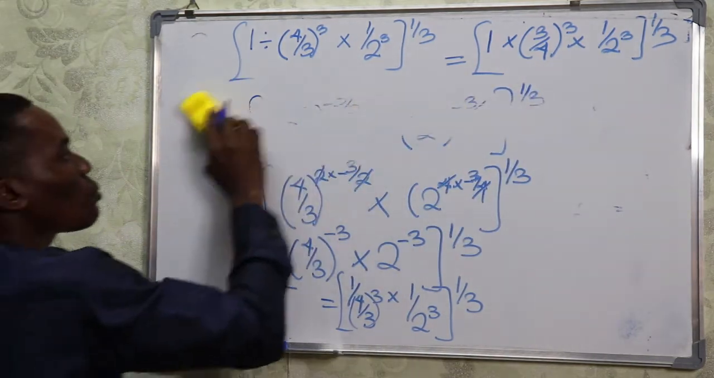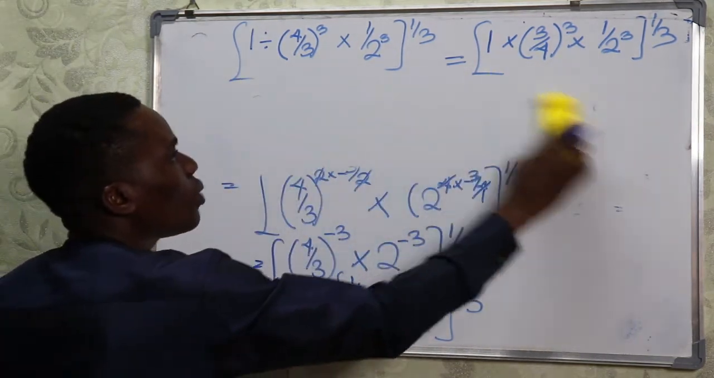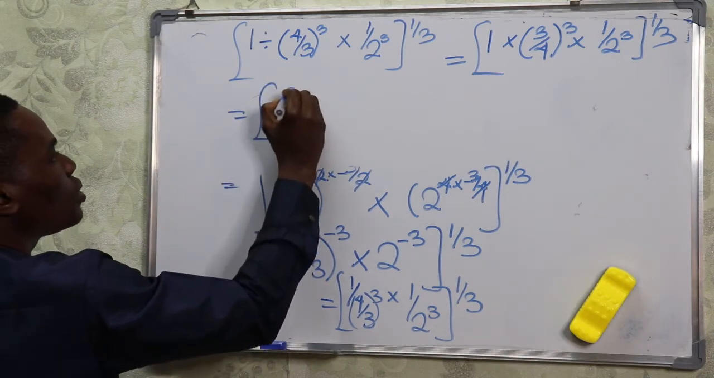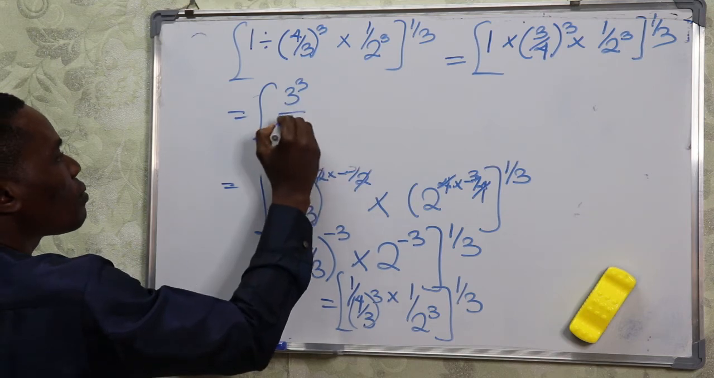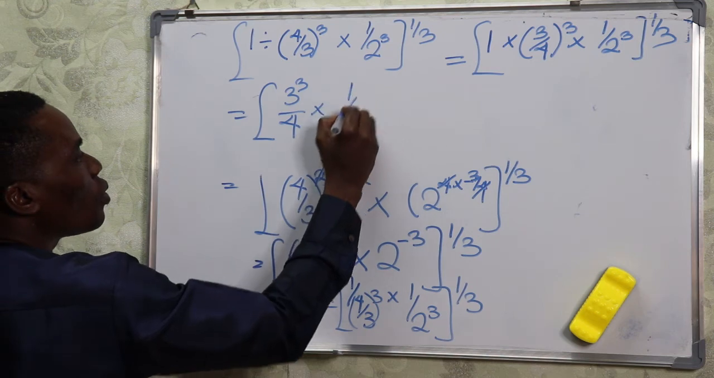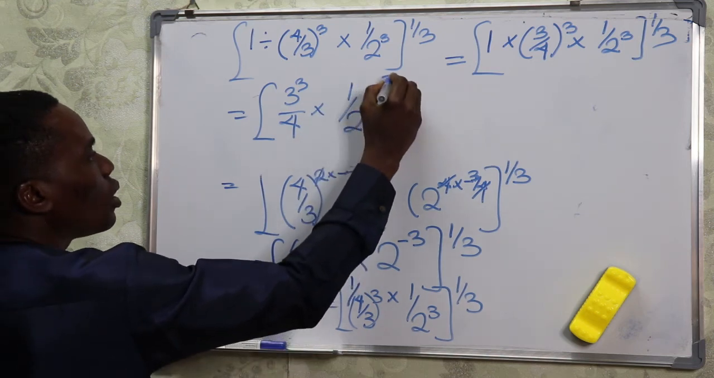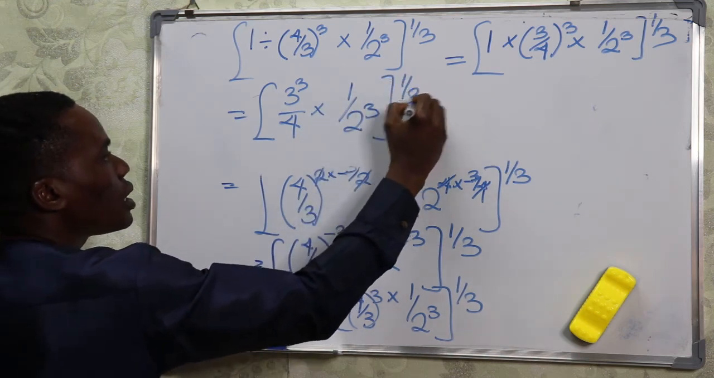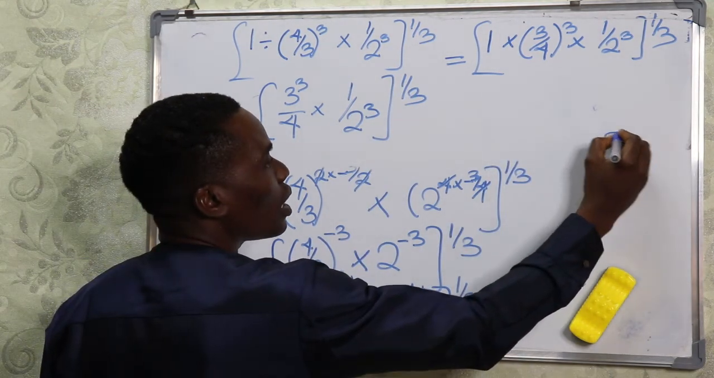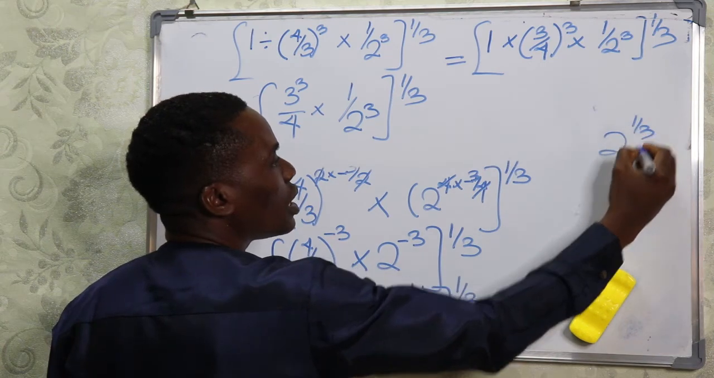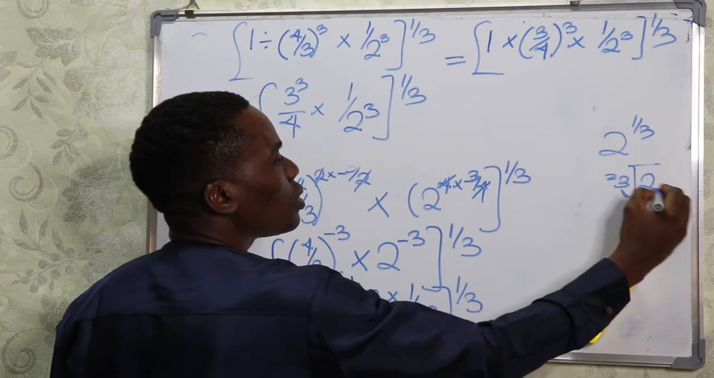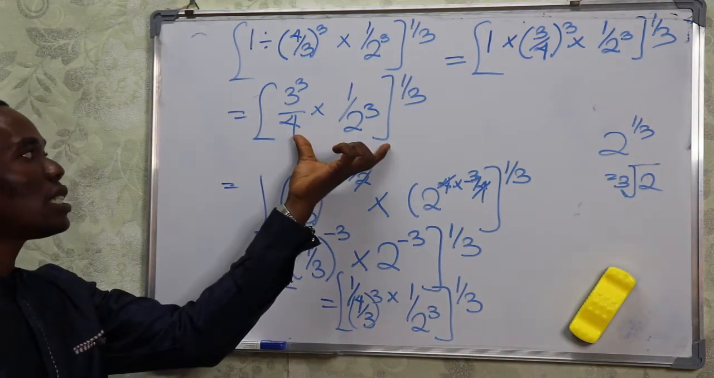Now, having gone to that point, all we need to do now is to have that give us this value. 3 raised to power 3 all over 4, right? This times this, multiplied by what? 1 over 2 raised to power 3, all raised to power 1 over 3. Now, in mathematics, when you have something like 2 raised to power 1 over 3, it is also equivalent to the cube root of 2. We are going to apply that here.